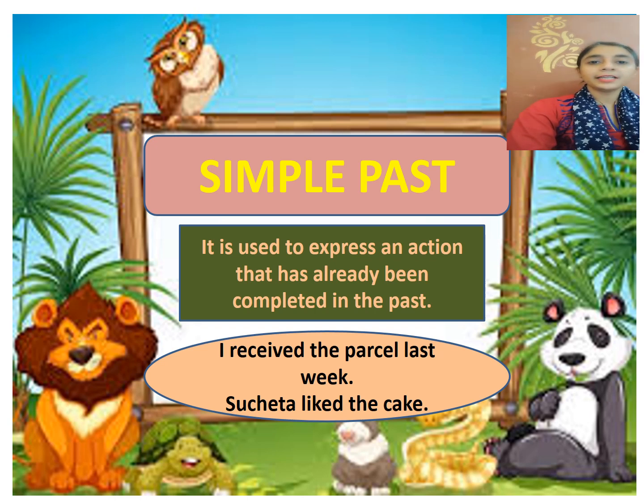Children, in this slide we will study about simple past tense. Simple past tense is used to express actions that have already been completed in the past. For example, I received the parcel last week. Suchita liked the cake. Children, words like yesterday, last week, last month are used in simple past sentences. And in simple past sentences, we use the V2 form of the verb.